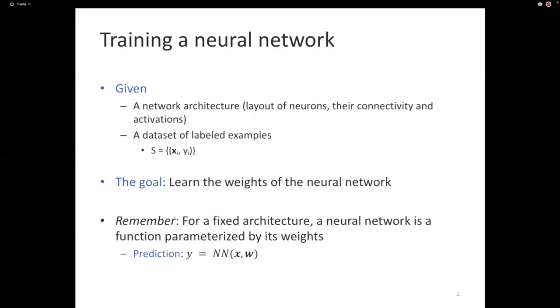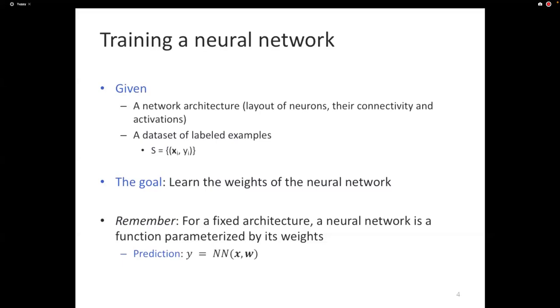So to train a neural network, we're still operating in the supervised setting. So we assume that we have training data. So we have a set of labeled examples X and Y, and we need to learn the parameters of a neural network. Recall that a neural network is defined in terms of its architecture and its parameters. The architecture says which nodes are connected to what nodes in the neural network and what the activations are. And the parameters are the numbers, the weights on the wires. When we say we are training a neural network, we assume that the network architecture is given to us. How do we know the network architecture?